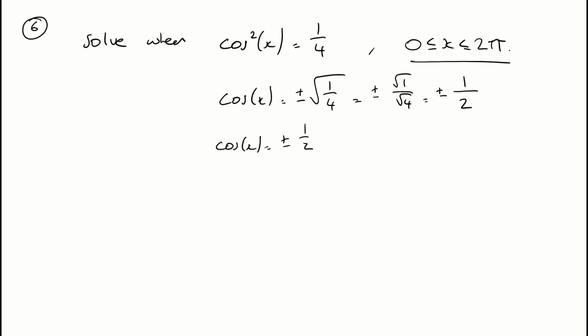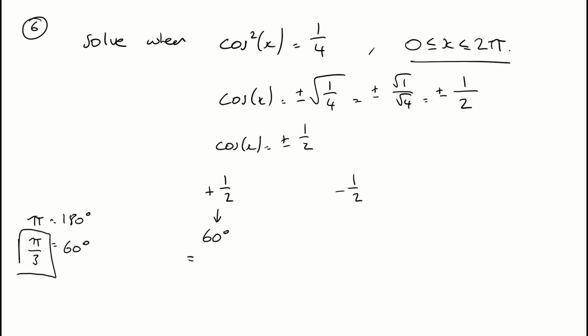Well, we can first work out when it's equal to positive a half. We know if we're thinking about degrees, this happens at 60 degrees. Now, what is 60 degrees in terms of pi? Well, pi is 180 degrees. So to get down to 60 degrees, I'm going to need to break that up into 3 pieces. So pi over 3 would be 60 degrees. So I'm looking at pi over 3 here.